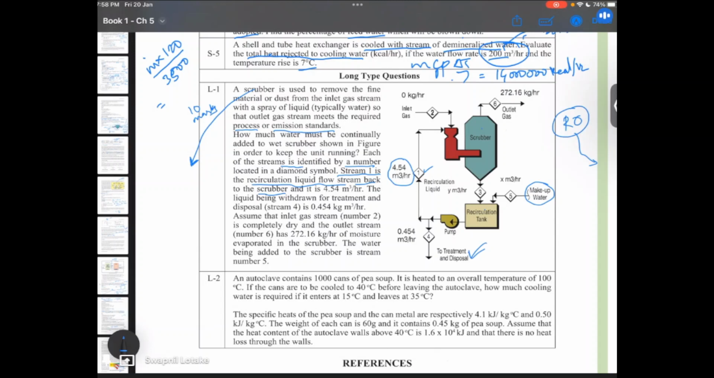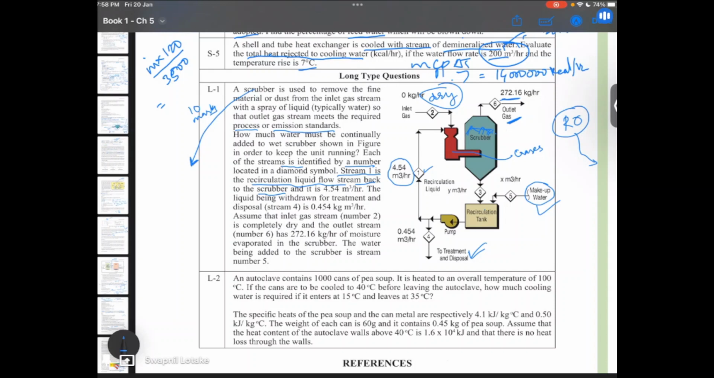Now assume there is an inlet gas stream which is completely dry. It doesn't have any moisture in it. And the outlet gas stream has 272.16 kg per hour of moisture in it. So how does this moisture get added? When you sprinkle water, because these gases are at a higher temperature, some of the heat is absorbed by the water and gets converted into moisture. So we need to find out how much makeup water is required based on all this data.